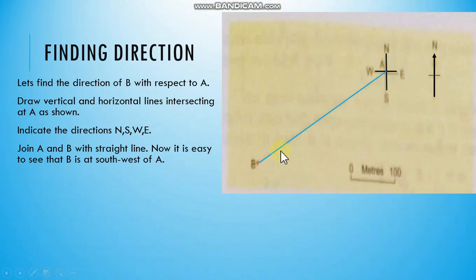We have 2 points A and B. So we need to find the direction of B with respect to A. So what we have to do? Draw vertical and horizontal lines like this. Vertical line north south, horizontal line west east, and join this A with B. So by seeing this line, we can see this line is going here between west and east. So we can say it is easy to see that B is at southwest of A. Sorry, not east, south. This is south, this is west. Southwest.